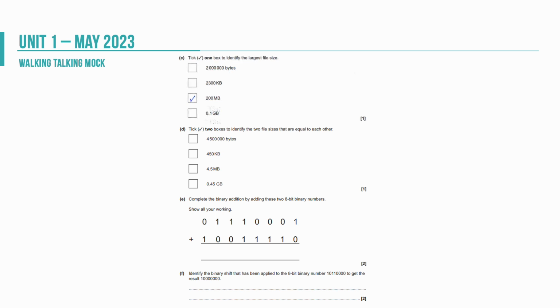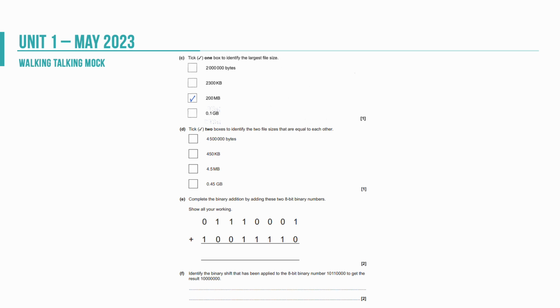So we're checking between 2 million bytes, 2,300 kilobytes, and then 0.1 gigabytes. So you need to be thinking which of those is the biggest. And to do that, I'd be converting them all to the same value. So converting bytes to kilobytes and then to megabytes, and maybe converting the gigabytes down to megabytes.